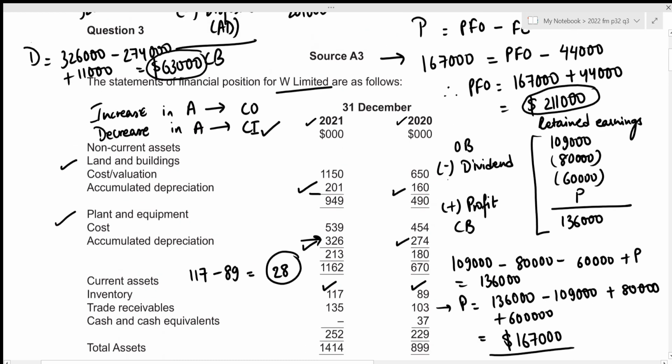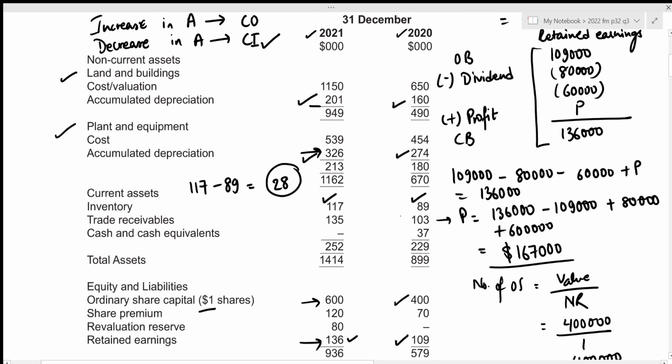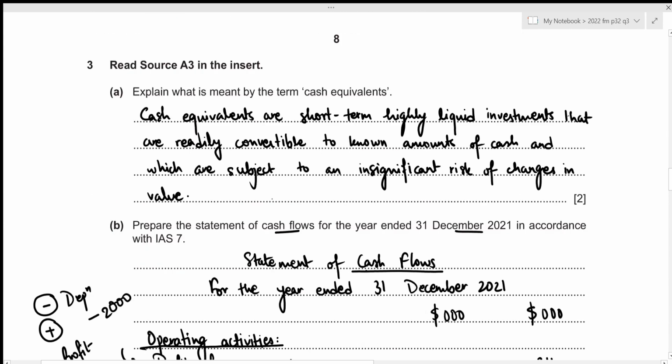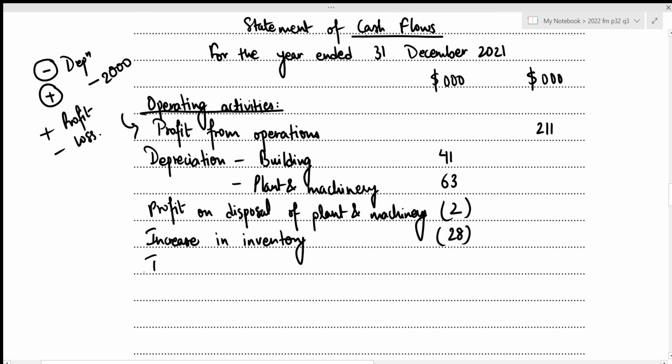All right, let's repeat the same process. Then we have trade receivables. Previously it was 103, now it is 135. Again, there is an increase which needs to be subtracted. So that's 135 minus 103, which results in the amount of 32. Let's subtract this. This is an increase in trade receivables of 32,000. This concludes all of our assets.